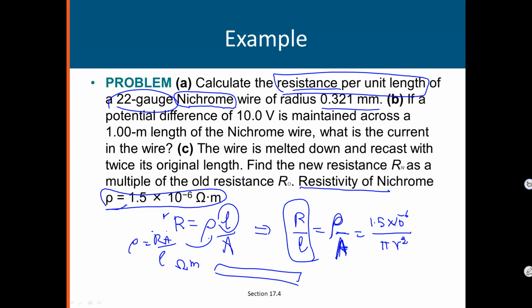So we know what pi is. You use the value from the calculator. Don't write 3.14 for pi. You better make it accurate. So use the button from the calculator. It will give you more accurate values with many significant digits. And for r, you substitute 0.321 millimeter. You better convert it into meter. How do you convert the millimeter into meter? Divide by 1000, so 10 to the power of minus 3, and the whole thing squared. Just substitute and get the answer.